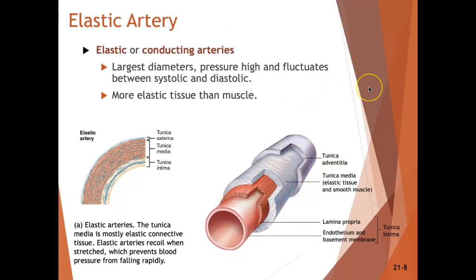Now let's take a look at each different type of artery. We talked about elastic arteries a bit already, but they are also called conducting arteries because we're really trying to conduct that blood away from the heart and toward the major areas of the body. So they will have the largest diameters, high pressure in them, and will fluctuate between systolic and diastolic. But we do see within this type of artery that we will have a lot more elastic fibers. So an example of this again would be the aorta.